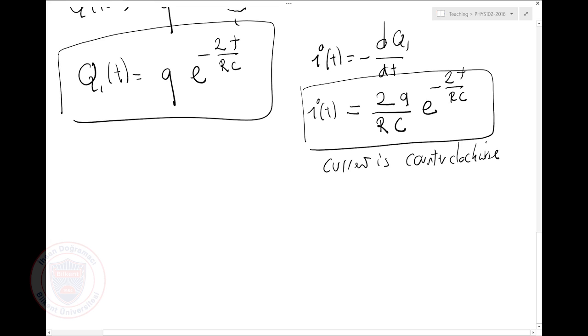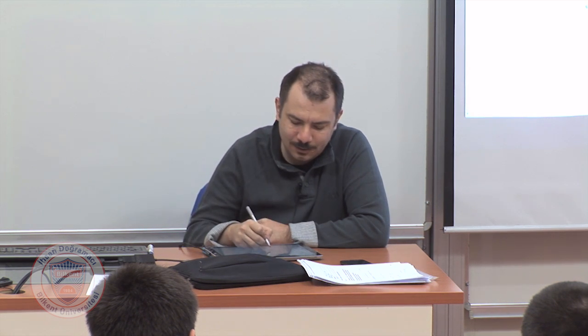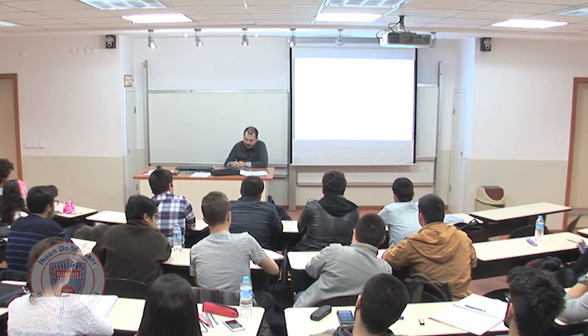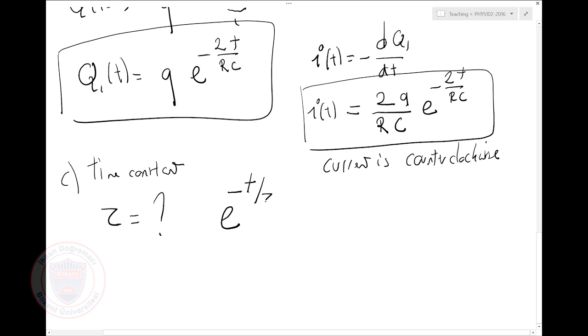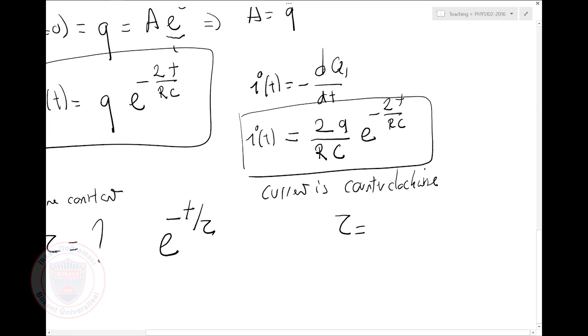And finally, what's the time constant? Well, how did we define the time constant? The time constant was in the exponential factor e to the minus t over tau. That sets the time scale over which my charge decays. And by just comparison, I can see tau is RC over 2. That's very important. It's not 2 over RC, it's RC over 2.